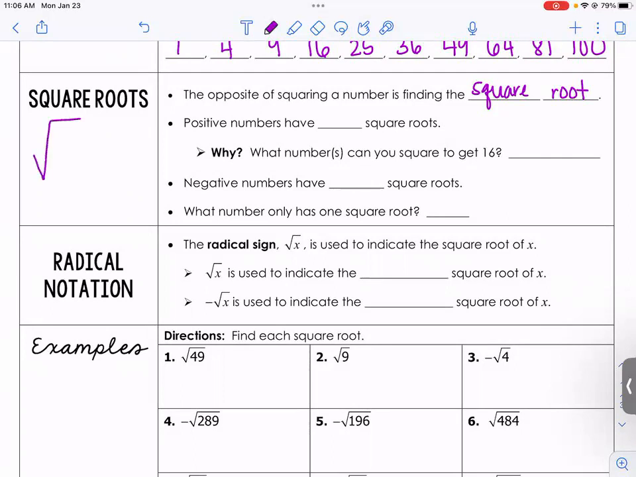It's this symbol right here. Okay. So weird. Positive numbers actually have 2 square roots.